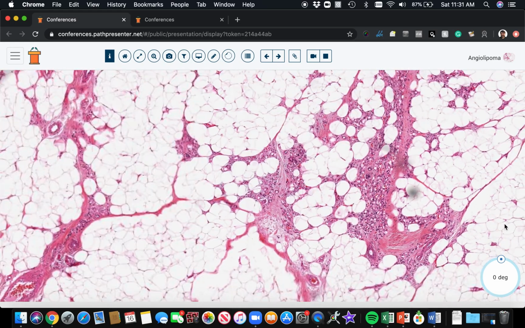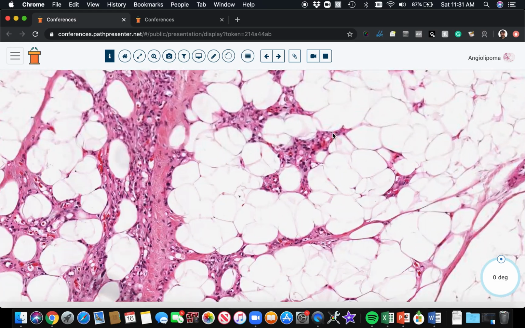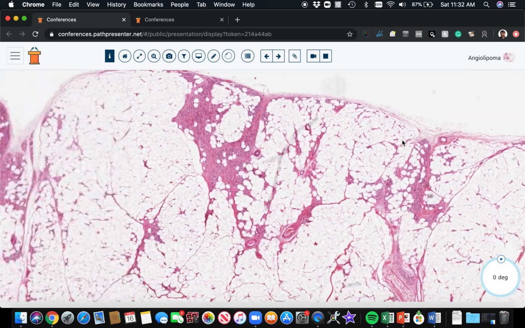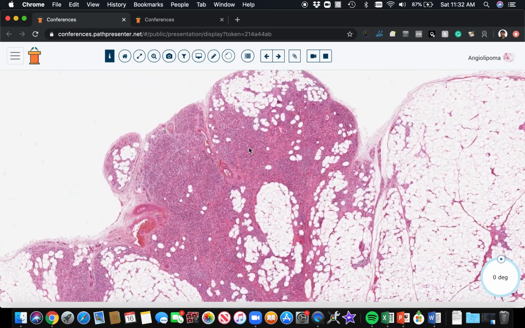And if the whole thing looks like a lipoma, but I see this little island of capillaries and the rest of the thing looks like a lipoma, I'm still going to call it an angiolipoma. Sometimes you have just very, very tiny foci of these clustered capillaries. Other cases like this one have very prominent areas. Like look over here, there's tons of vessels here.